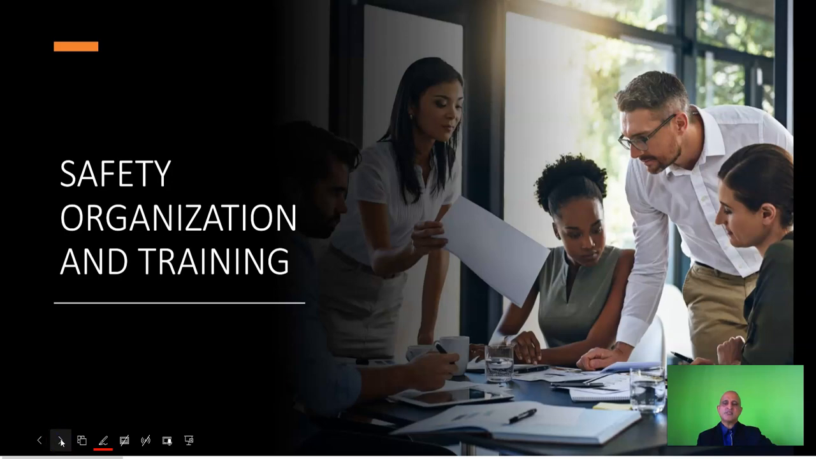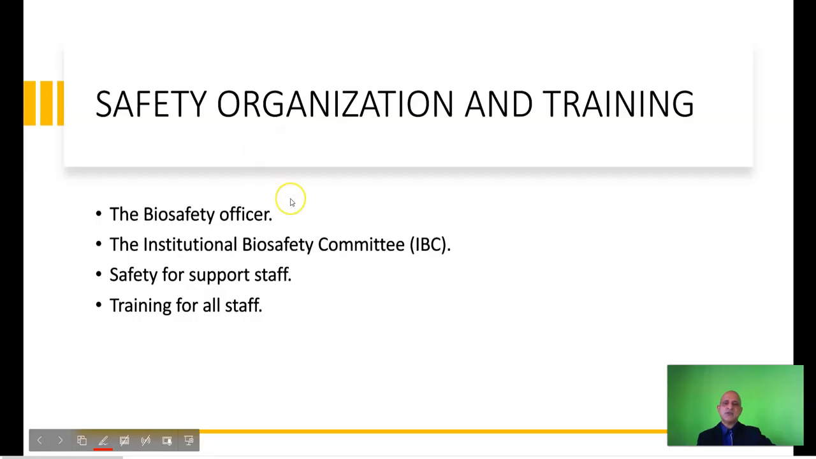The next part focuses on safety organization and training. In the safety organization and training, which I've discussed in the laboratory biorisk management system lecture, the role of the biosafety officer is very important, as the biosafety officer is the key element in the entire organization. The biosafety officer may work in coordination with a facility manager. Generally, a biosafety officer is an individual with a background in the life sciences, and the facility manager is an engineer. So they both work in close coordination in order to maintain this facility.